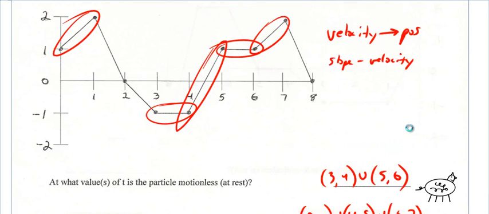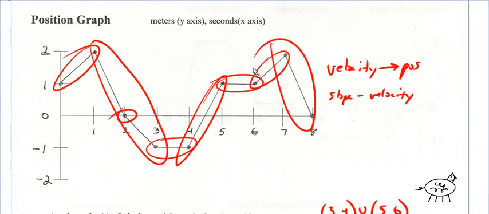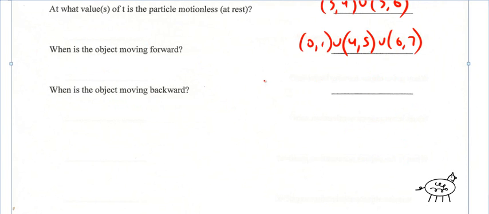Okay, and of course, going back to here, when's it moving backwards? Well, it's moving backwards when the slope is negative, when the velocity is negative. And so between 1 and 3, even though it's got this little point right here, it's still a negative slope at these points, right? So between 1 and 3, union 7 and 8. That's when it's moving backwards.